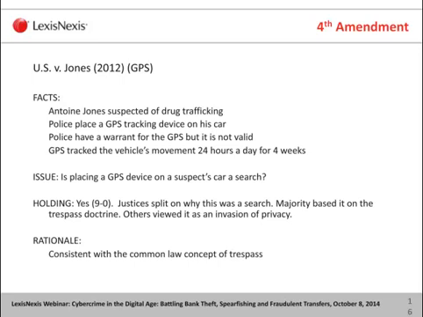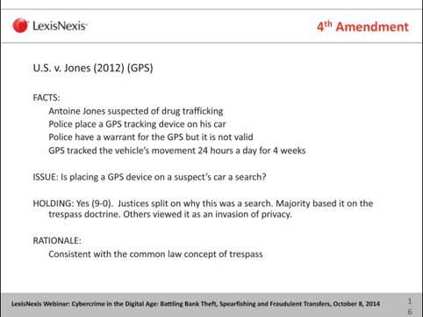So here in United States v. Jones, the police placed a GPS tracking device on this man's car. Now, initially, they had a warrant to do that, but the warrant had expired, so it wasn't valid. This GPS tracking system that they had could track this car's movement 24 hours a day for 4 weeks. So they just had to punch in a number, and at any time of the day, they could find out where this vehicle was.